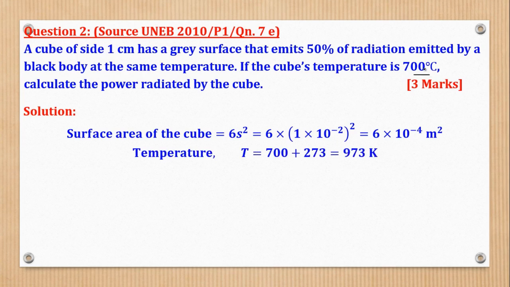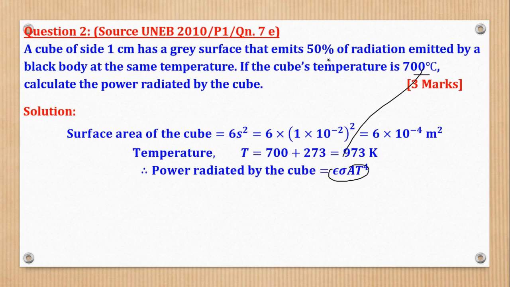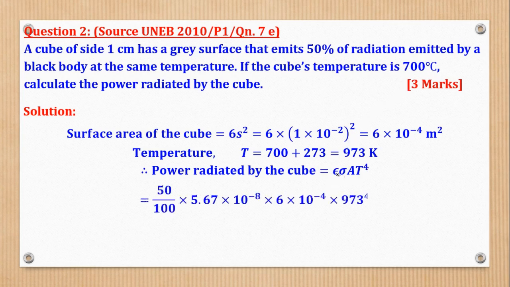Temperature was in degrees Celsius, converted to Kelvin. Then the power radiated is given by that. Because of this 50%, it means there is an emissivity. Therefore, you substitute the emissivity of 50%, Stefan's constant, the surface area, and the temperature. Use the calculator and you'll come up with that.